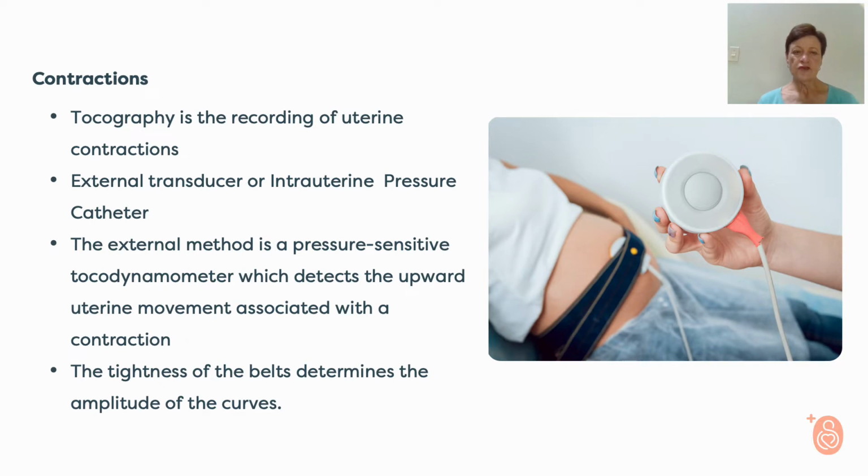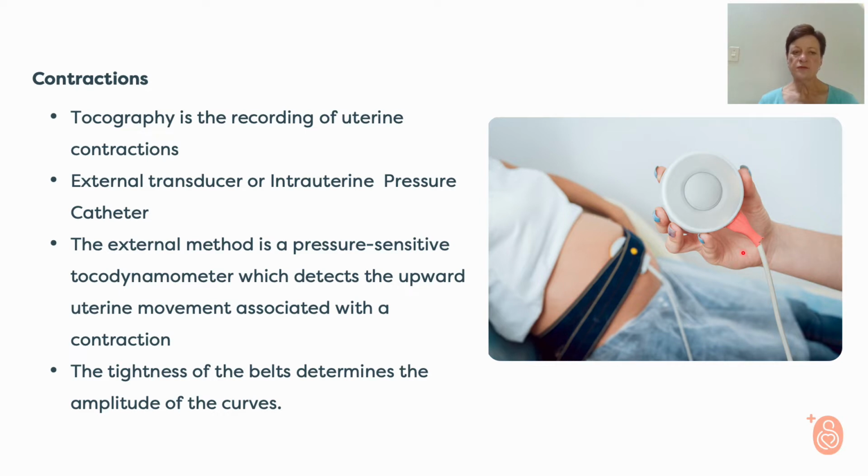Now, if we look at the contraction part, the tachograph part of the cardiotachograph, the cardio part is the fetal heart part, and the tachograph part is the contractions part. Here we have this transducer that measures the contractions, and here in the middle part, we have this very pressure-sensitive dynamometer. It's basically picking up when the uterus contracts and the maternal abdomen becomes harder, it picks up that difference and transmits it over to the machine where it can be put into a graph.